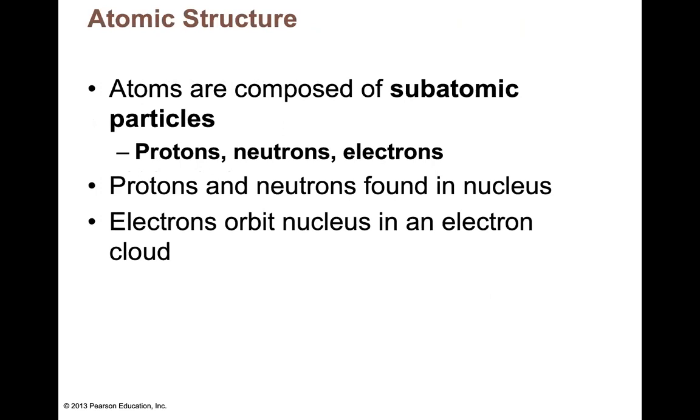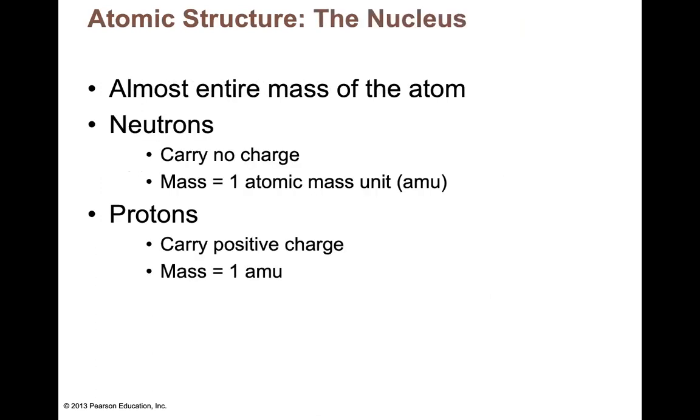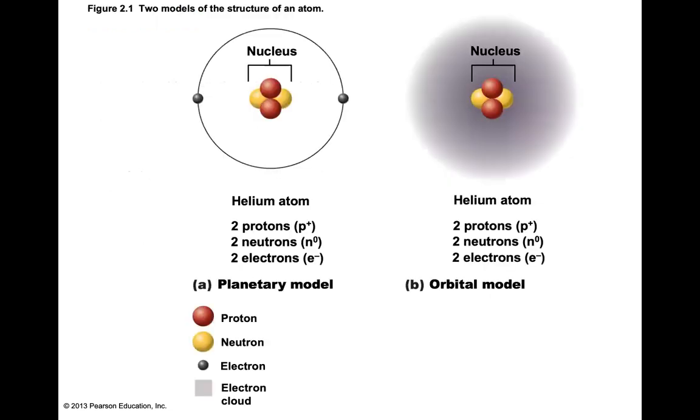So atoms are composed of subatomic particles: protons, neutrons, and electrons. Protons and neutrons are found in the nucleus, and electrons will orbit the nucleus in an electron cloud. Almost the entire mass of the atom is found within the nucleus. The nucleus will contain neutrons, which carry no charge, and protons, which carry a positive charge. Here you can see a typical element. This is helium.